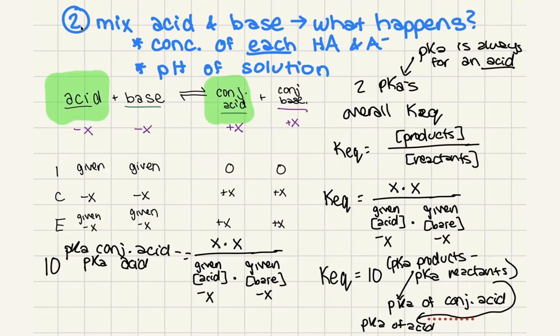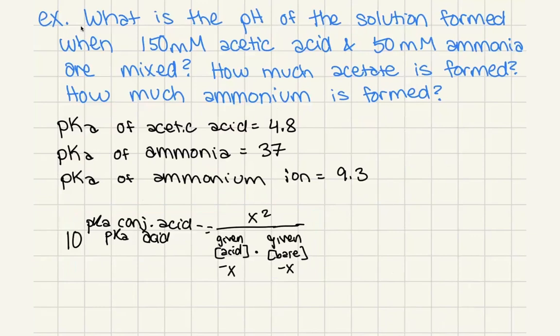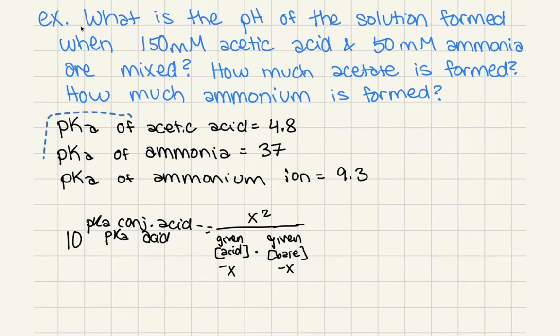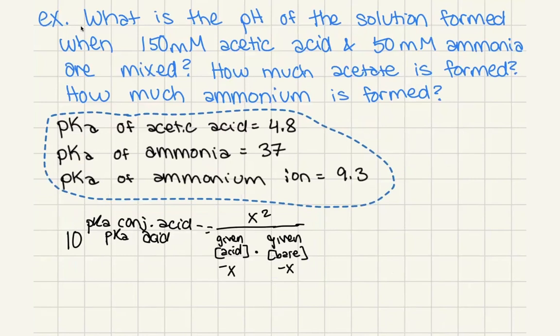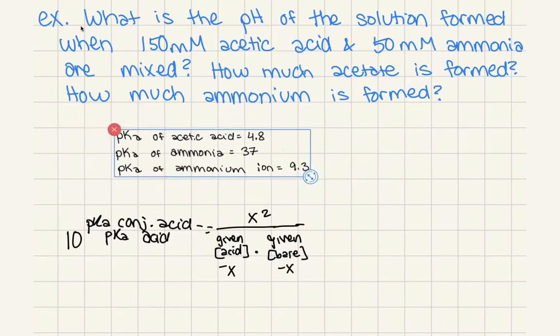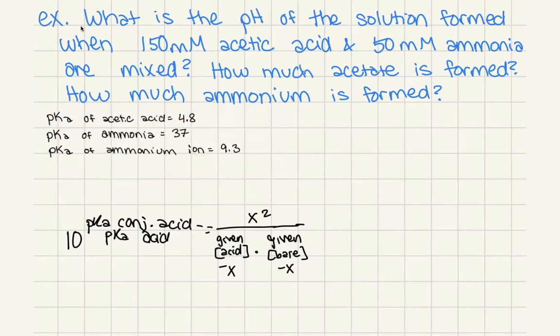And we're going to use this in the following example. The question is, what is the pH of the solution formed when 150 millimolar acetic acid, so that's what we were just dealing with, but now instead of dissolving it in water, we're mixing it with 50 millimolar ammonia. And the question is, how much acetate is formed and how much ammonium ion is formed.